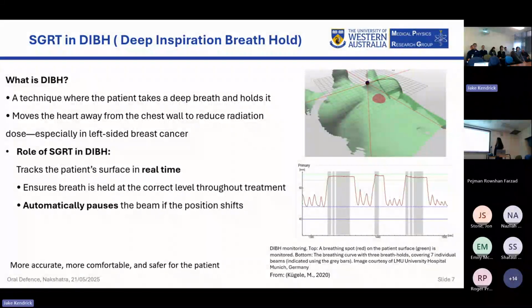So even in this picture, again, the surface map is created of the patient, which is live, and the red spot here is the breathing spot, which will be monitored. And on the breathing curve, you can see that the beam is turned on only when the patient holds the breath at the right position, at the right level, sorry.